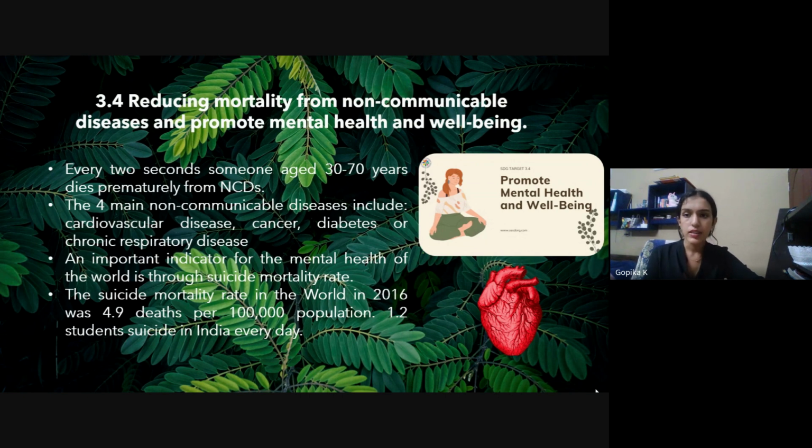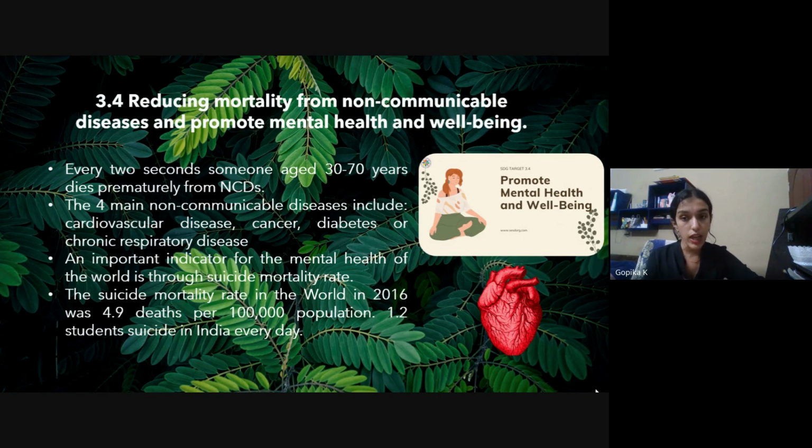Despite efforts, there have been negligible changes in the probability of dying between ages 30 and 70 from these 4 main NCDs. Chronic diseases require longer reporting periods to show significant changes. Mental health is equally crucial. One important indicator is the suicide mortality rate. In India, the situation is particularly alarming, with 1.2 students committing suicide every day.